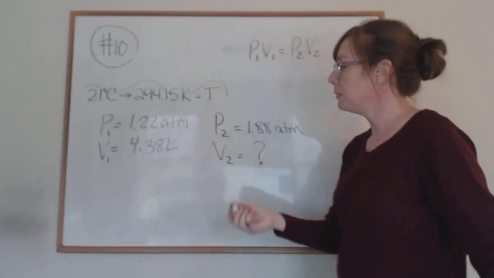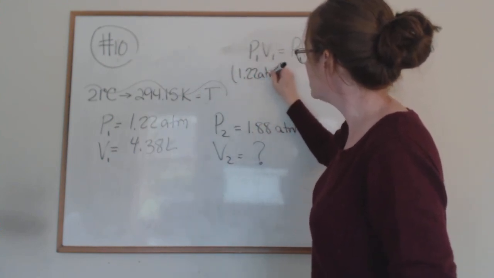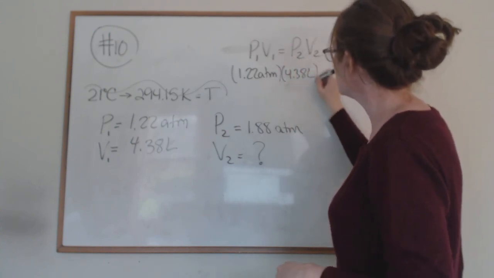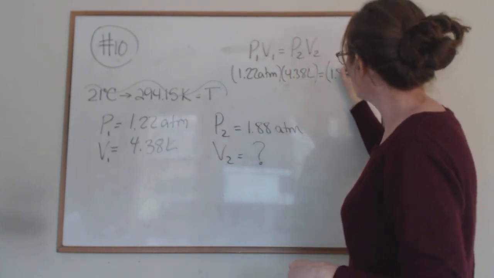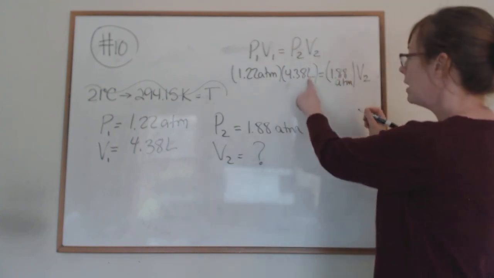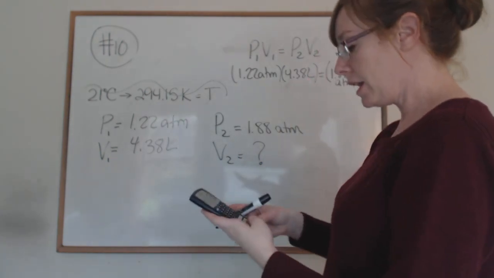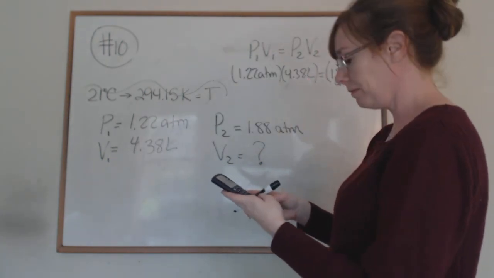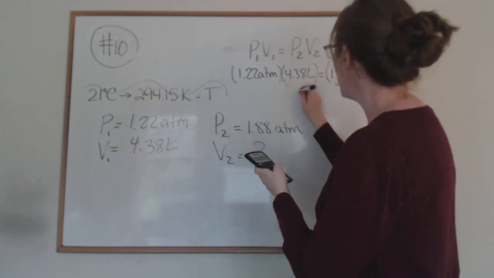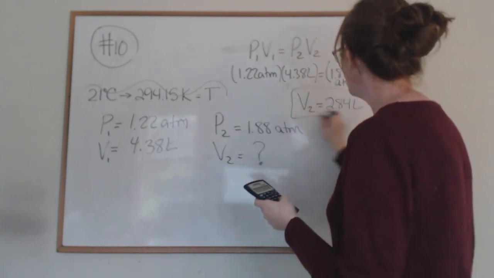So at this point, it's just plug and chug. P1 is 1.22 atmospheres. V1, the original volume, was 4.38 liters. The new pressure is 1.88 atmospheres. The final volume will end up being in liters because that was the volume unit used over there. Go ahead and just put it into your calculator. And for a final volume, I got 2.84 liters.